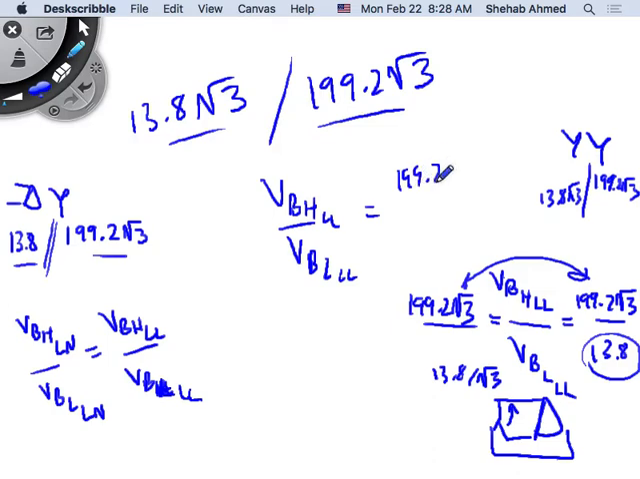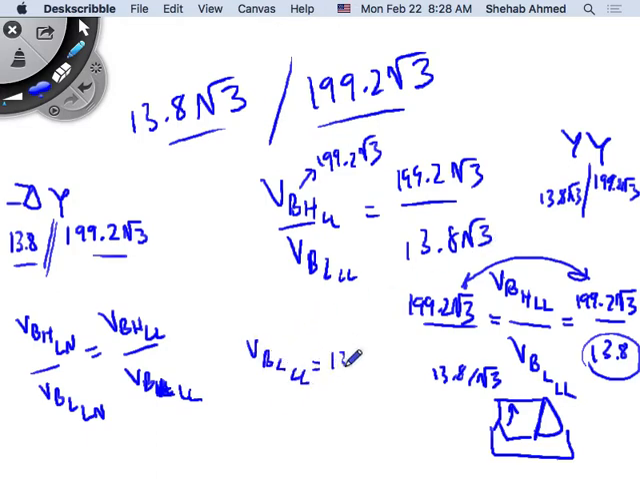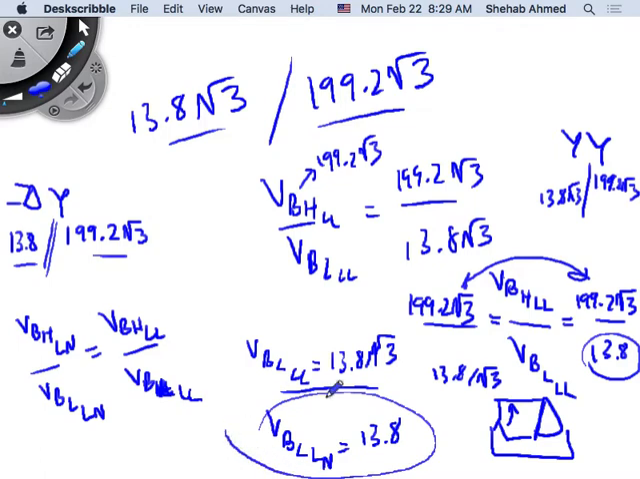So it's 199.2 square root of 3 over 13.8 square root of 3. We chose V base high line to line to be 199.2 square root of 3. That means V base low line to line is equal to 13.8 square root of 3. You are solving a single phase equivalent circuit, all in line to neutral, single phase quantities. So your V base low line to neutral is equal to 13.8. So in one case it was 13.8, in the other case it was 13.8 divided by square root of 3.